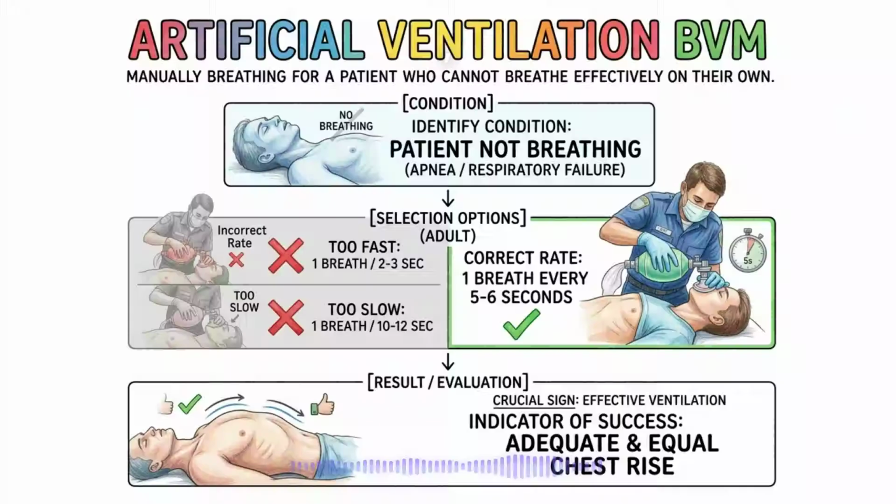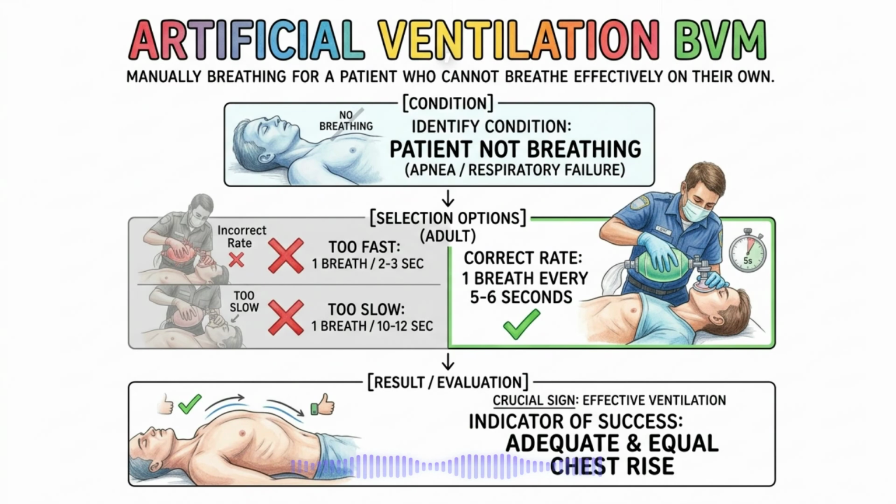If a patient is in respiratory failure or completely stops breathing, which is called apnea, oxygen masks will no longer work, and you must step in to breathe for them. This is called artificial ventilation, and the most common device used by emergency medical technicians is the bag valve mask, or BVM. For an adult patient, you must squeeze the bag once every 5 to 6 seconds, delivering just enough air to make the chest rise visibly.